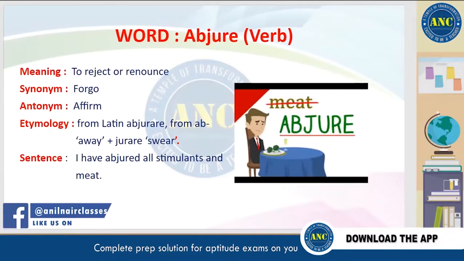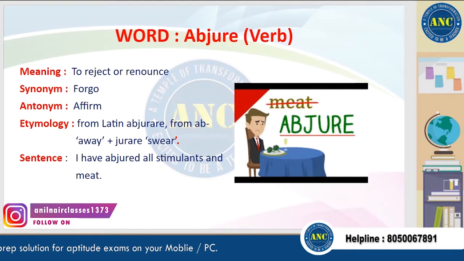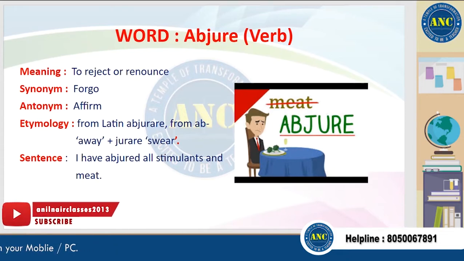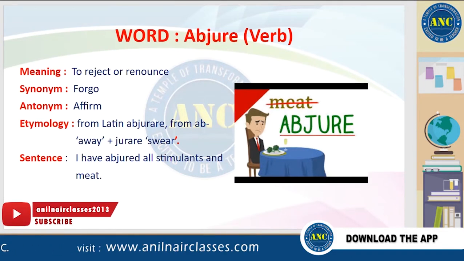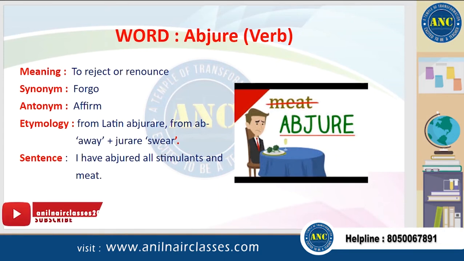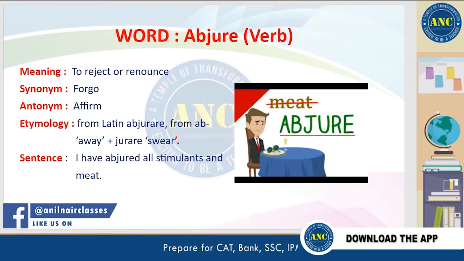The next word is abjure. Abjure means to reject or renounce. A synonym is forego, and antonym is affirm. It is derived from the Latin word abjurare, from ab, which means away, and jurare, which means swear. A sentence is, I have abjured all stimulants and meat.